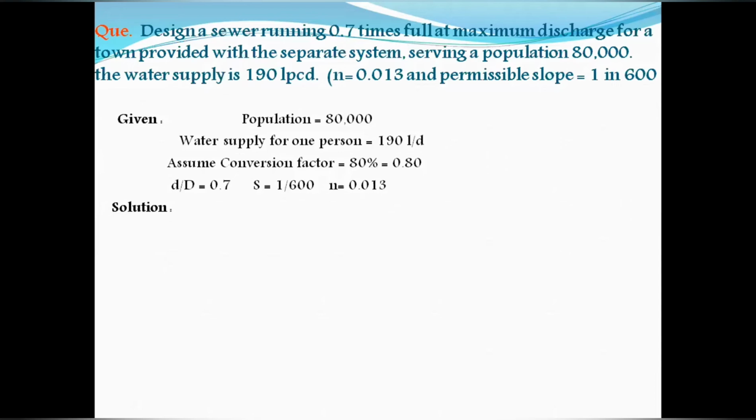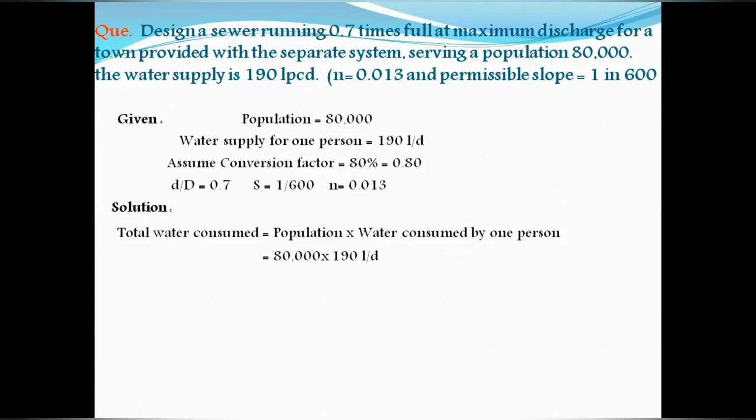Let's see how to calculate. First, we have to calculate the dry weather flow. For the dry weather flow, we have to find the quantity of water consumed or the quantity of water supply. The total quantity of water consumed is equal to the population into the water consumed by one person. Water consumed by one person is 190 liters per day, and the population is 80,000. After putting these values, we get the total water consumed as 80,000 into 190 liters per day.